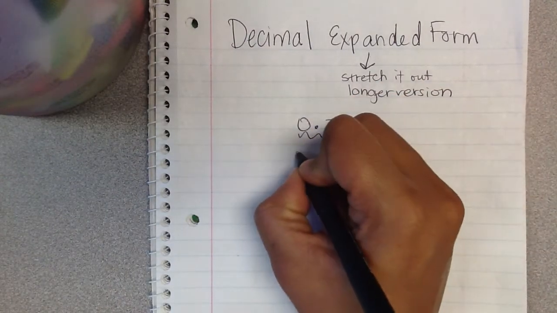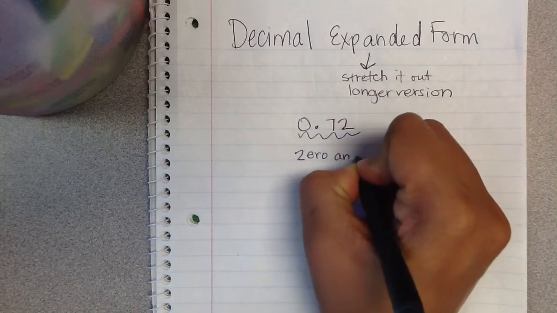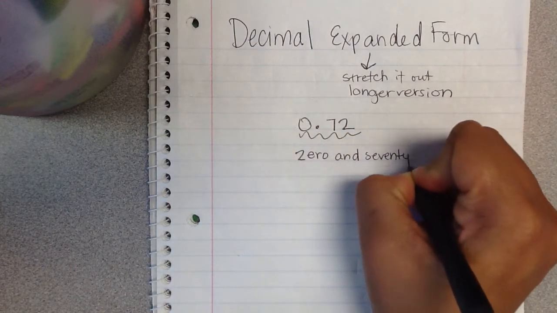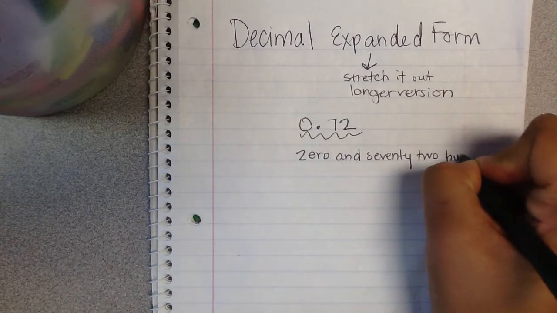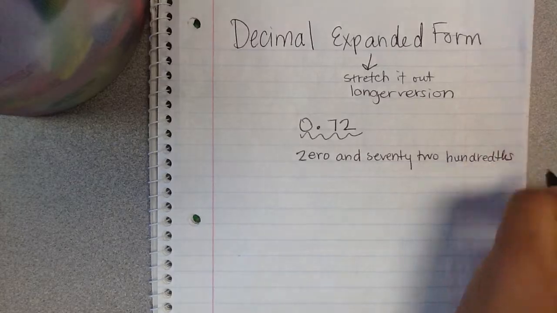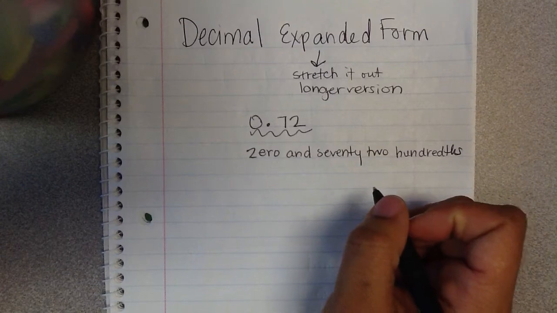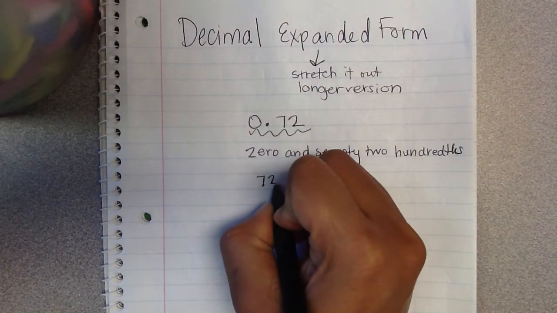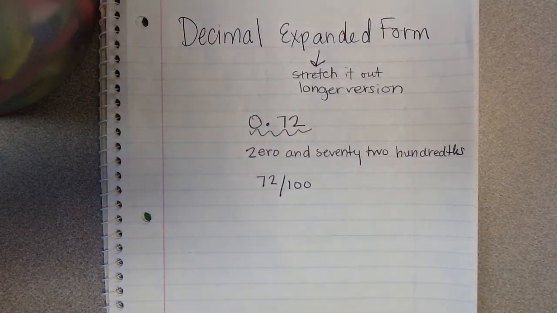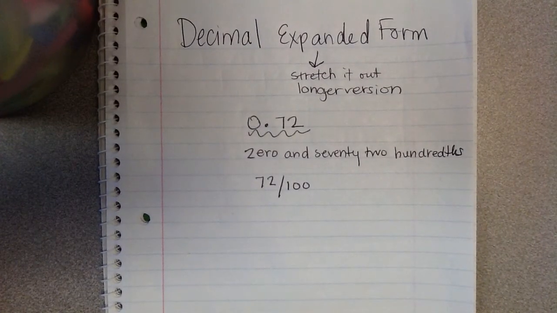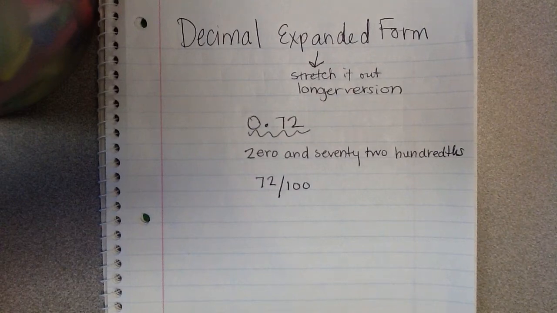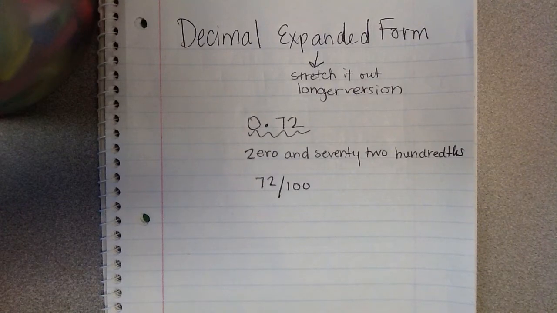For instance, I could write it in word form, 0 and 72 hundredths. Okay. I could also write it in fraction form, 72 over 100. I want you to pause the video and brainstorm at least one more way you could write this number, a different version of writing the same number. Remember that you can add zeros to the end of decimals and not change their value. Okay? So think of at least one more way that you could write this decimal.